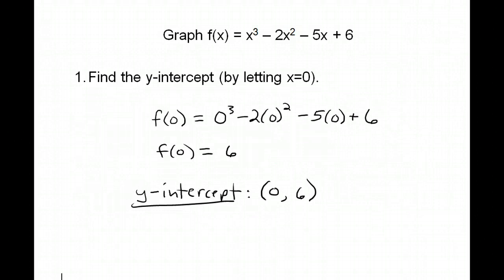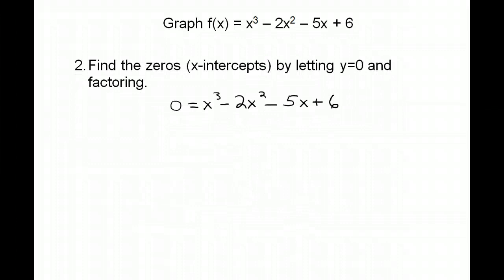Okay, here's the first step. To find the y-intercept, we let x be 0, and we solve. So when I put 0 in for x, all these turn into zeros, and I just get 6, which means my y-intercept is the point (0, 6).